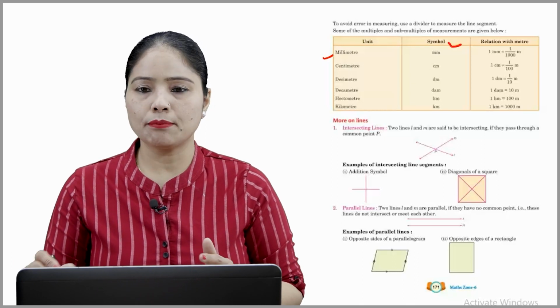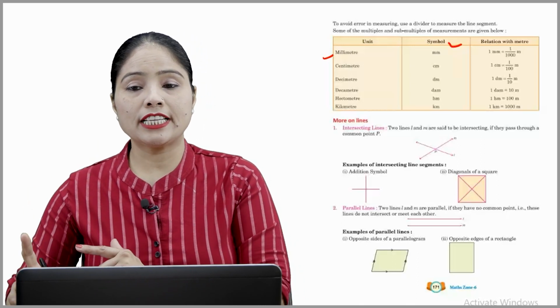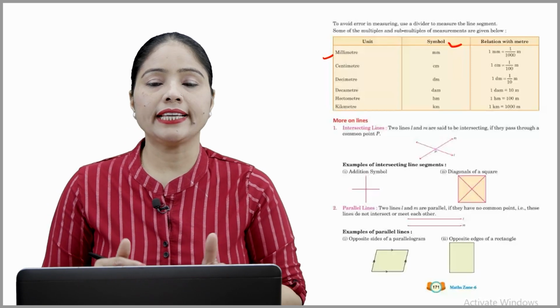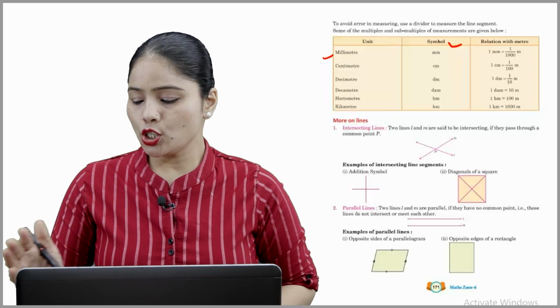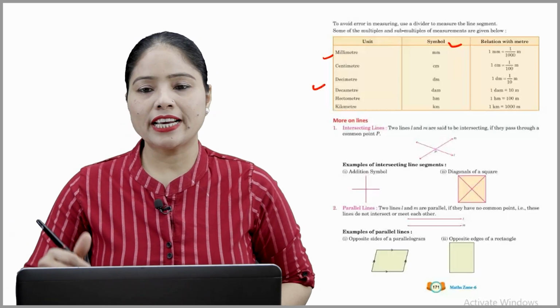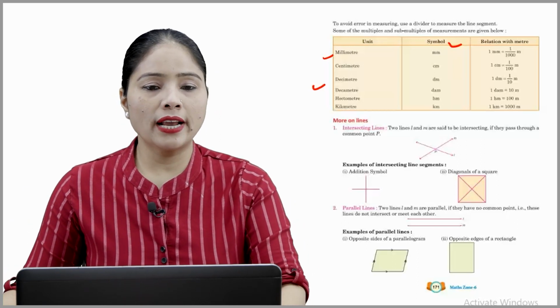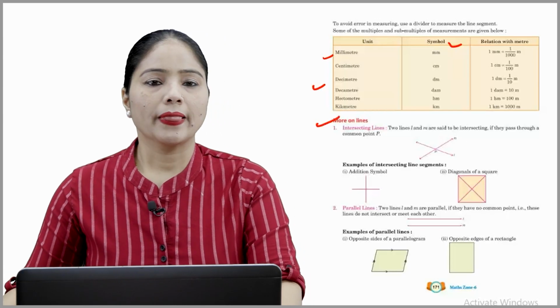और ये सारे इसके सिंबल्स हो गए. और ये इसके रिलेशंस हो गए मीटर के साथ. Like 1 millimeter is like 1/1000 meter, and so on beta. Okay, you just read and do practice. Now more on lines. Let's see.